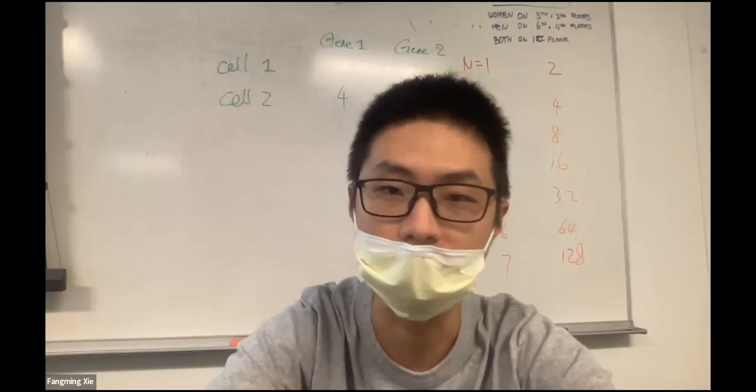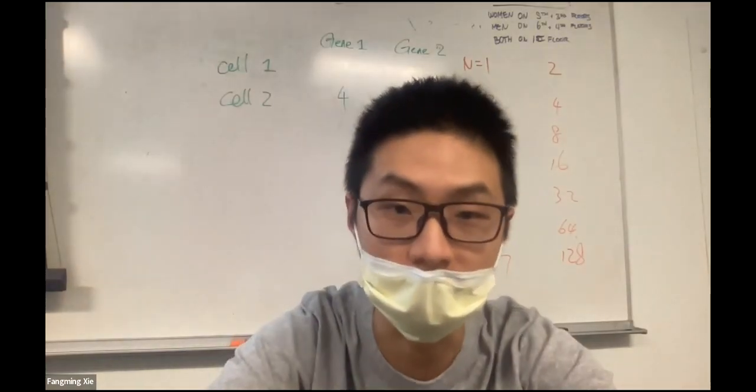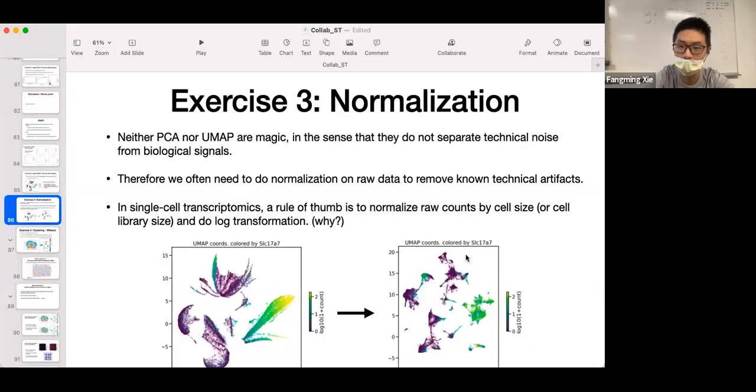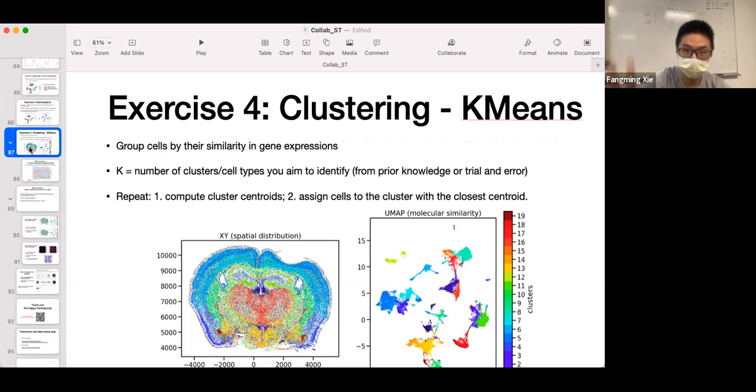That lets you get to this point, like this. So that's normalization. The final topic of today, exercise 4, is clustering.